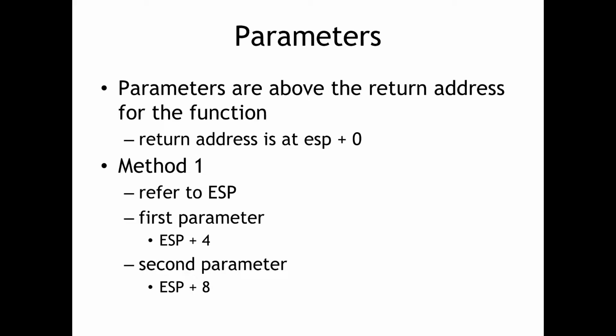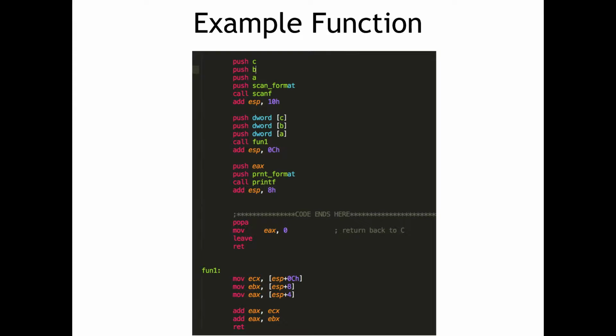So if we need to reference a parameter, the first one available is at ESP plus 4, the second at ESP plus 8, and the third at ESP plus 12, or C in hex. Then you continue to count up in increments of 4 bytes, because we push 4 bytes at a time onto the stack on a 32-bit system, for however many arguments that particular function has.